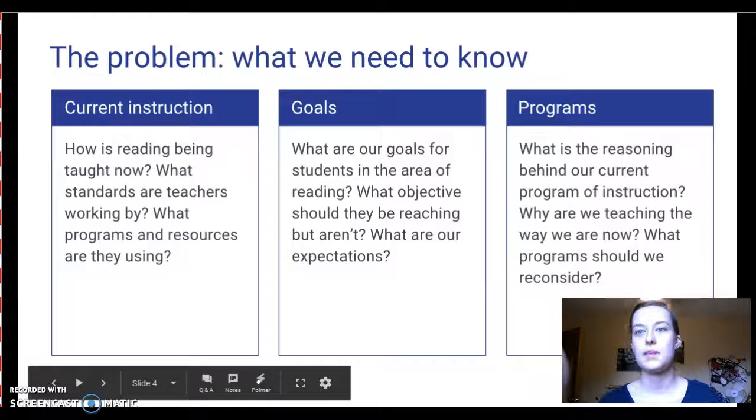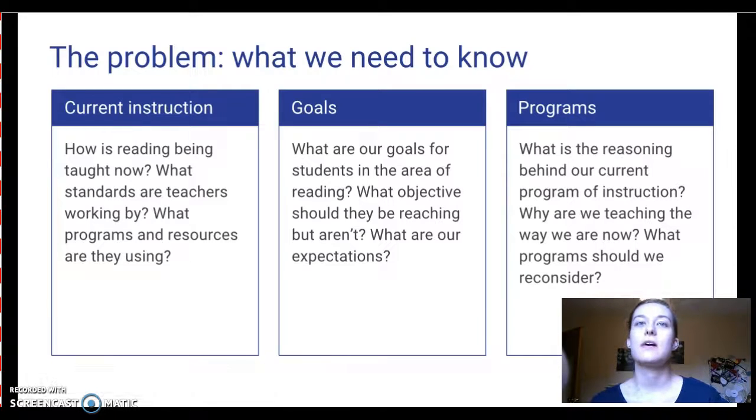Some things that I wrote that I'd like to know. I wrote this before I actually read the results of the reading supervisor's recommendations. So I just wrote all the questions that I had before I even saw the results. And the first one is the current instruction. So how is it being taught right now? What standards are the teachers working by? What kind of programs and resources are they using?